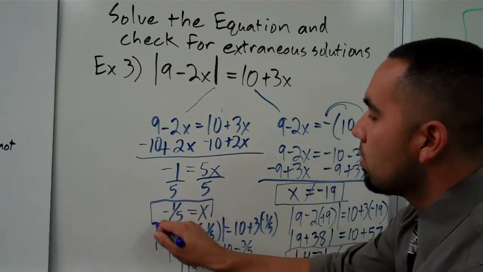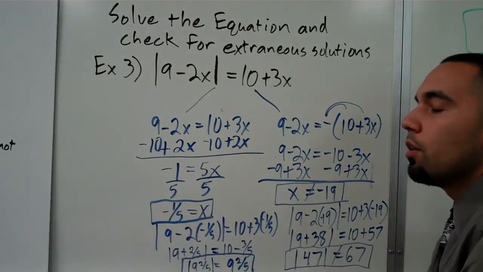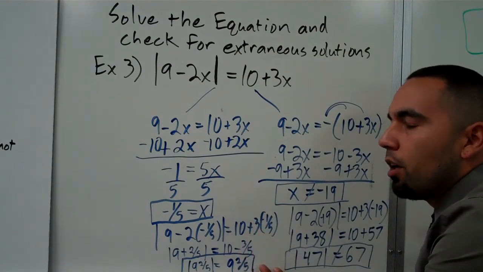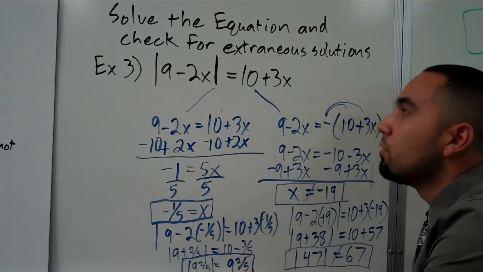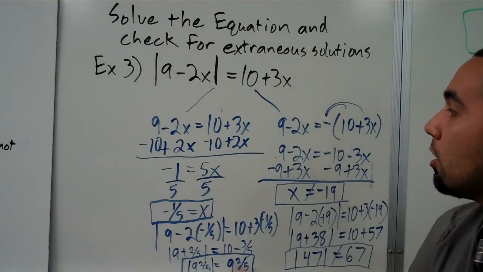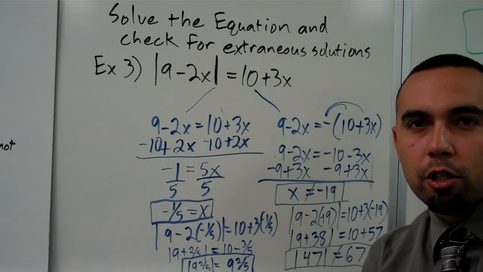So this right here is an extraneous solution. Here is my real solution: x equals negative 1/5. Okay? So I know this one was kind of rough. The ones in the homework shouldn't be this tough. But this has been absolute value equations. Hopefully the extraneous solutions don't trip you up too much.